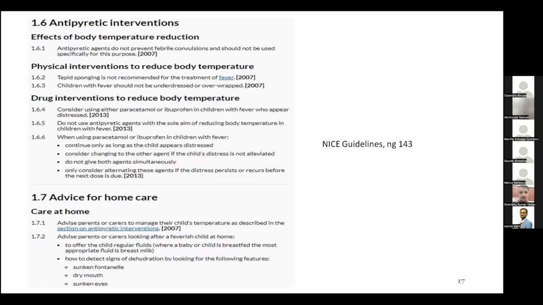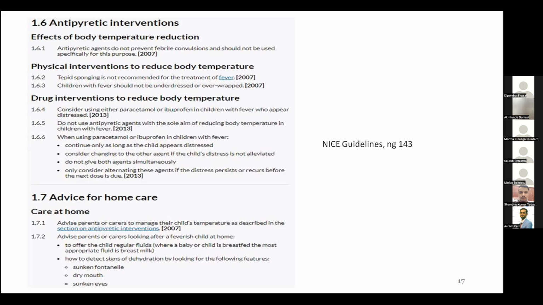Basically, if we follow the NICE guideline, there are different things for treatment. For the fever, we basically give antipyretic therapy. But before giving antipyretic therapy, we have to be cautious about the effect of body temperature reduction. One of my colleagues has already presented on febrile convulsion. Antipyretics don't prevent any febrile convulsion, so should not be used specifically for this purpose. Also physical intervention to reduce body temperature, drug consideration, and finally the advice for home care.